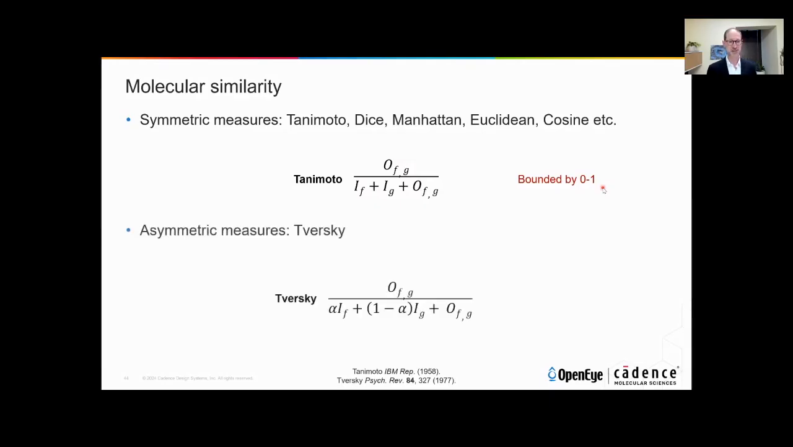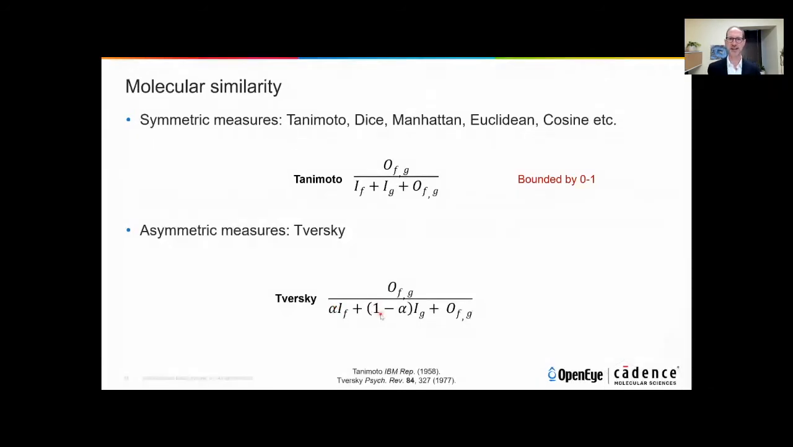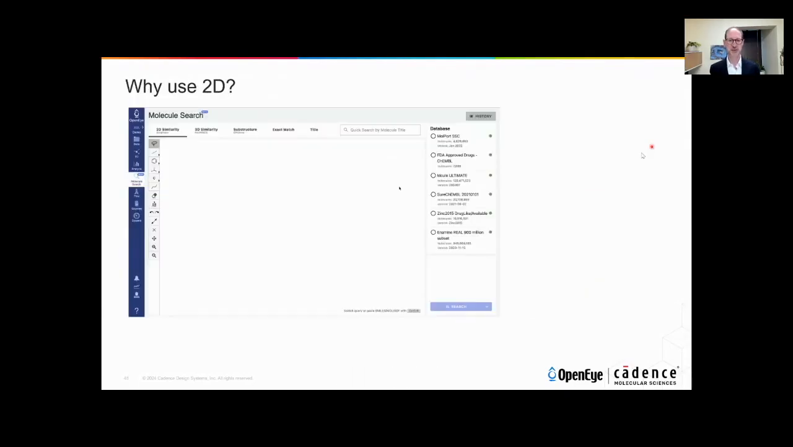We have, of course, asymmetric measures, and the most famous of these is the Tversky measure, very similar in construction to Tanimoto, except with the introduction of this weighting parameter alpha, which weights similarity toward either the query molecule or the database molecule. If alpha equals 0.5 here, this actually reduces to a symmetric coefficient, which is known as the Dice coefficient. So we have a representation method, we have methods of similarity. So let's go and do some searching.